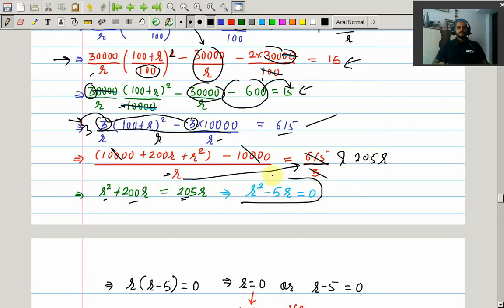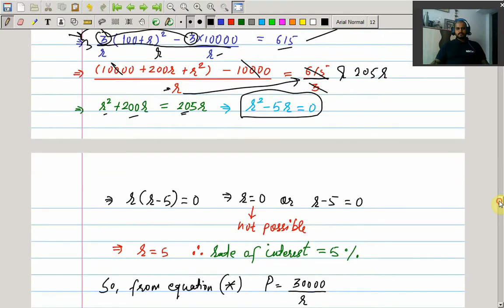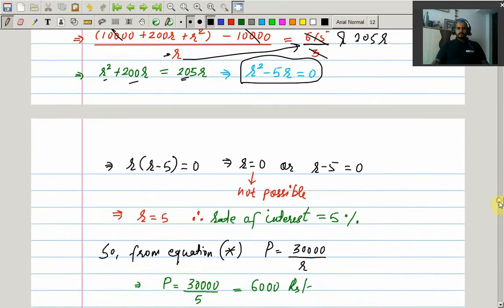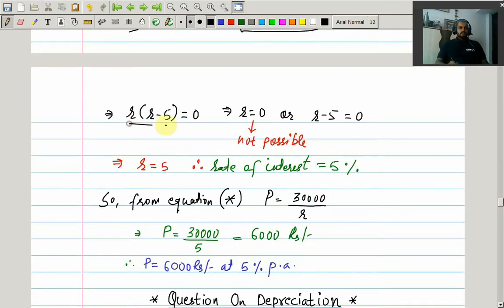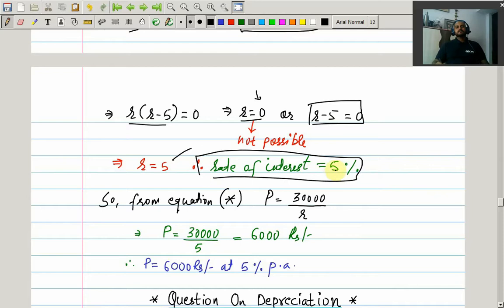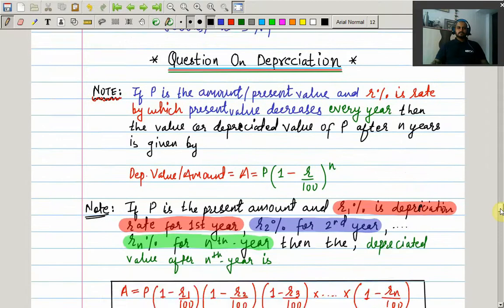So we have this quadratic equation in which the constant term is absent, which is very easy to solve. So I've taken r common, which says that either r is equal to 0, rate of interest is 0, which is not possible, or r minus 5 is equal to 0. That is possible. So r is equal to 5, so rate of interest is 5%. Now from that equation star, you just put r is equal to 5, you will get principal amount 6,000.